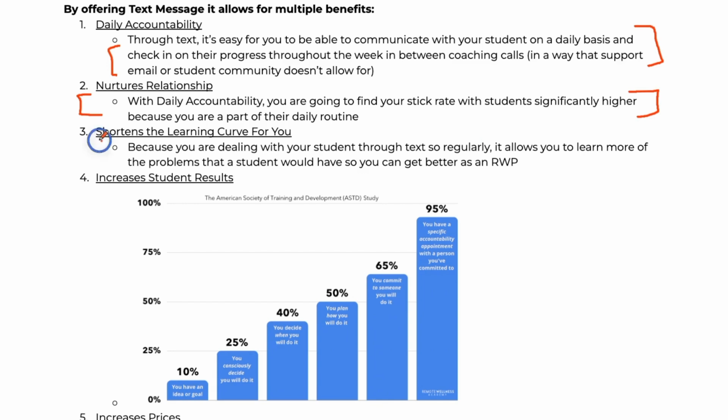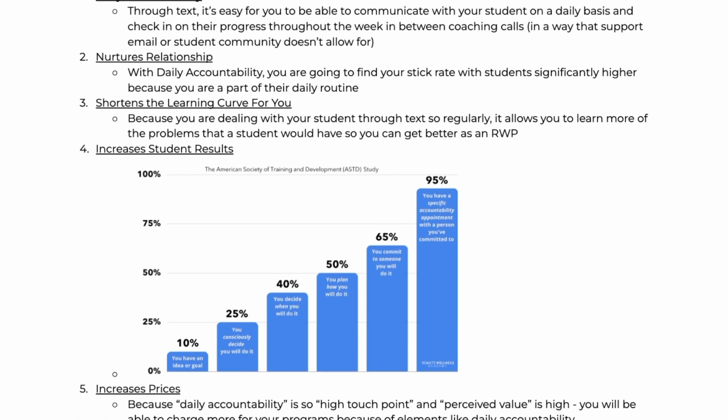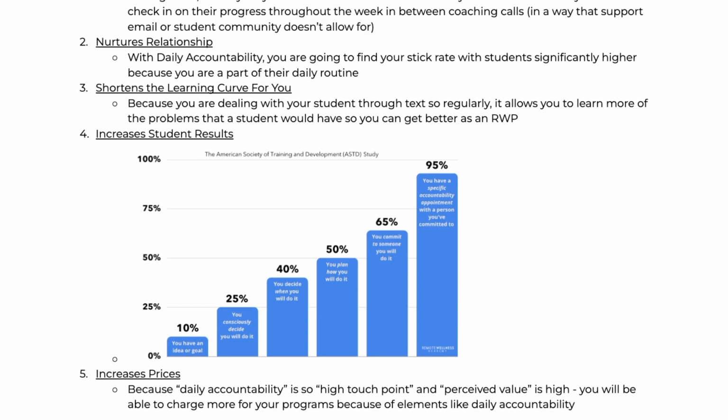On top of that, it shortens your learning curve because you are communicating with your student a lot more. So you're able to get more insight and learn a lot faster rather than having to wait an entire week to hear what the student actually struggled with. And then on top of that, being able to provide text message support increases student results as well, right? We've already talked about the study that the American Society of Training and Development did, in that 95%, right? The likelihood that you're able to achieve a goal goes to 95% when you have accountability with a specific person, right? So it increases student results.